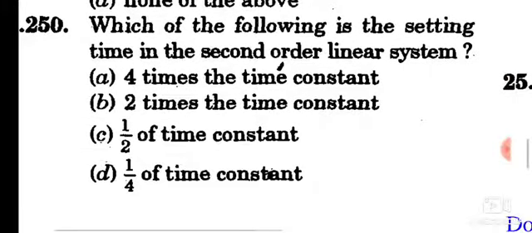Question number 250. Which of the following is the settling time in a second order linear system? Option A, 4 times the time constant.